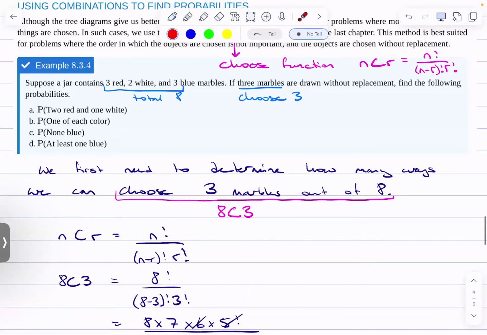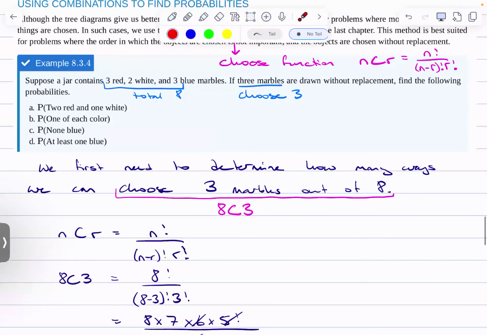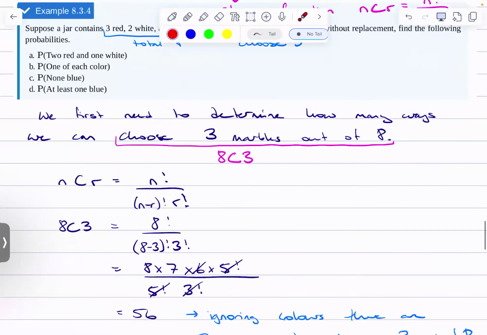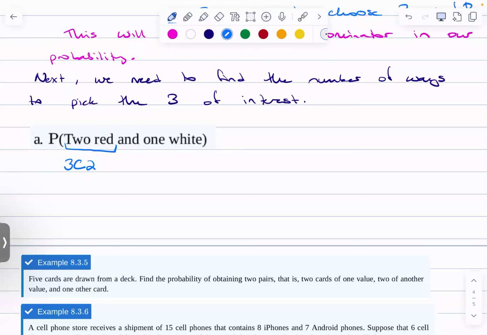Because we had a total of 3 red, and I need to choose 2 of those. And then we have 2 white ones, which is 1 white. So then from these 2 white ones, I need to choose 1. That means I multiply those 2. So this becomes 3 choose 2 times 2 choose 1.